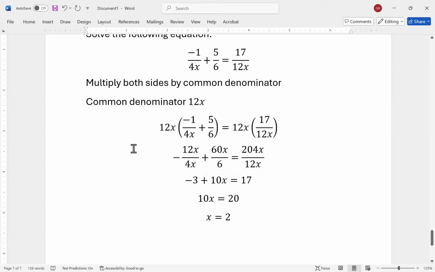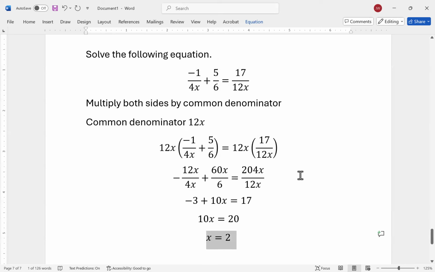So there you go. Multiplying both sides by a common denominator will get you an equation that has no denominators in it. That'll lead to a solution, hopefully. And then you plug that in to check, make sure you actually got the correct solution.